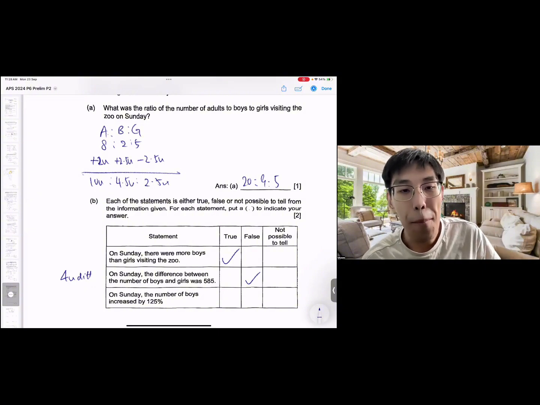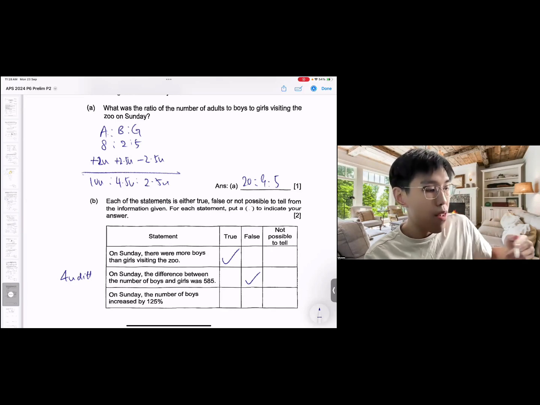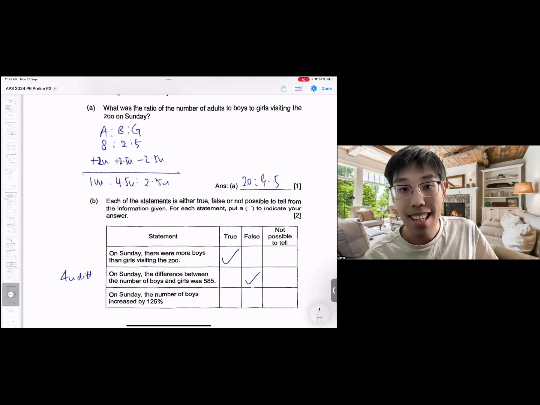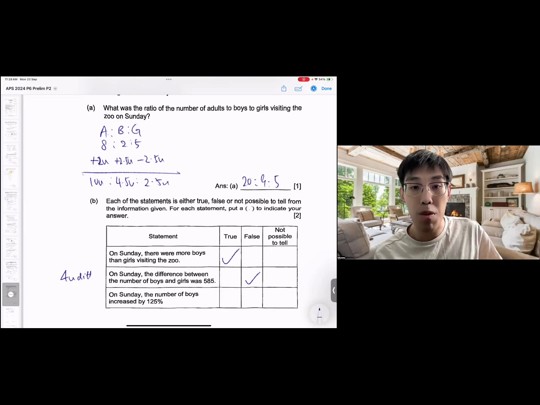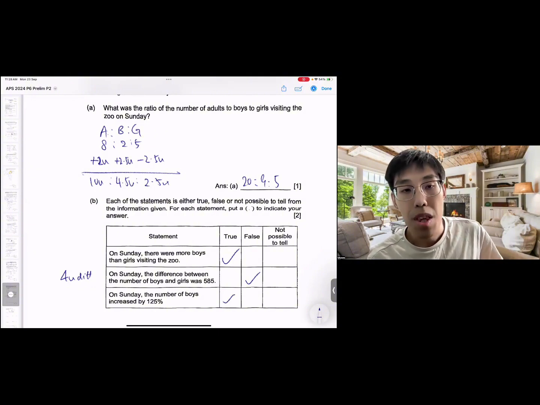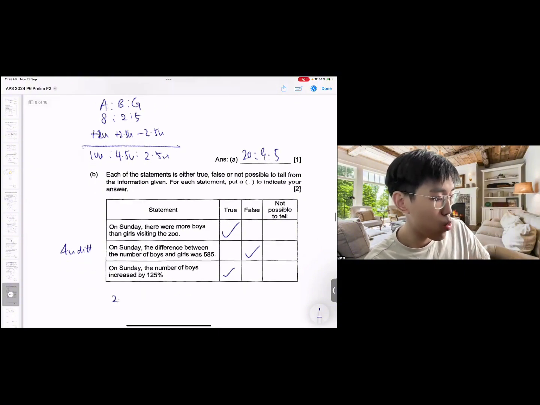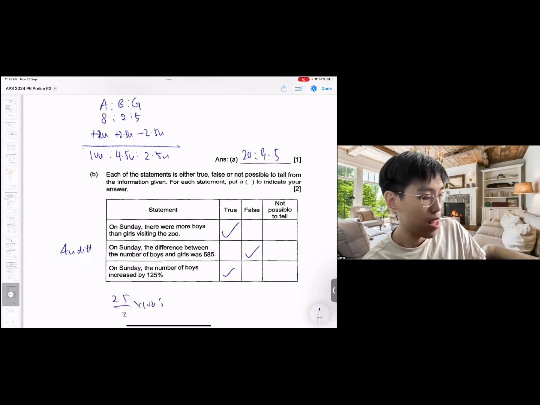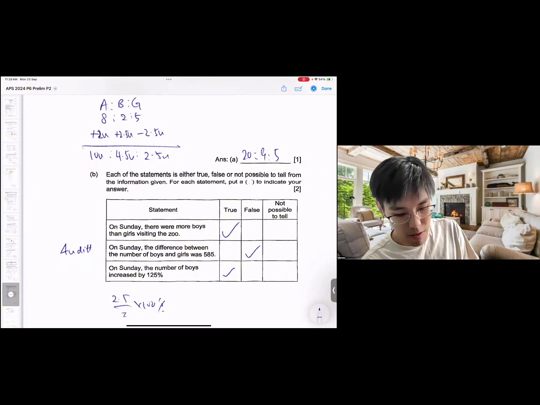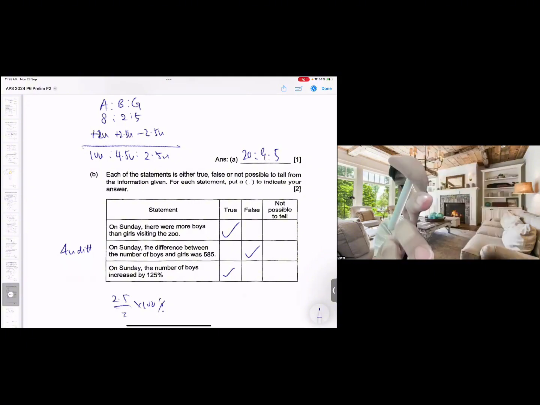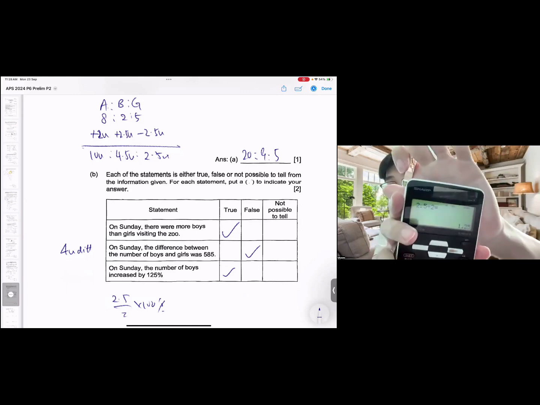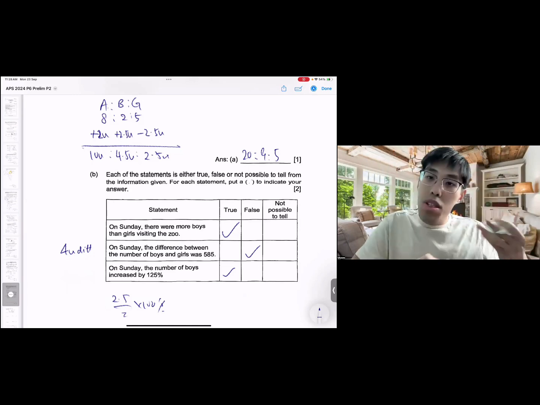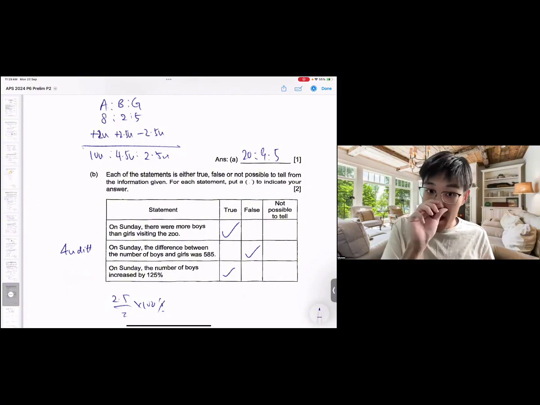On Sunday, the number of boys increased by 125%. So it increased from 2 units to 4.5 units, an increase of 2.5. Answer is true. How do we do so? It's 2.5 over 2, because 2.5 is the increase, times 100%. If you press the calculator, you will get 1.25, which is 125%. So the answer is true.